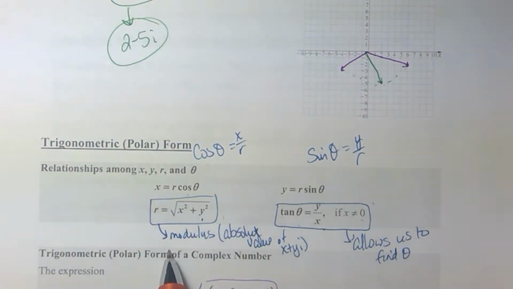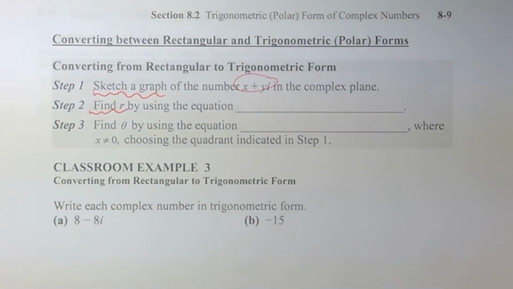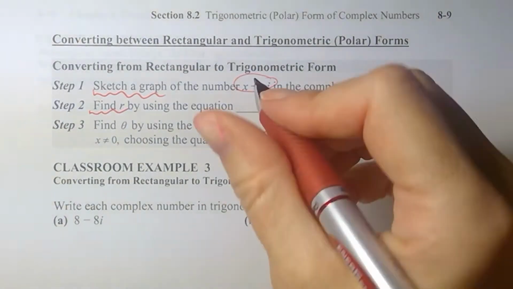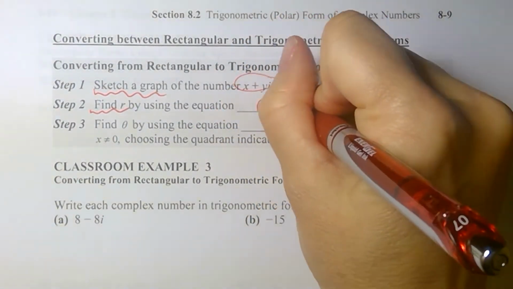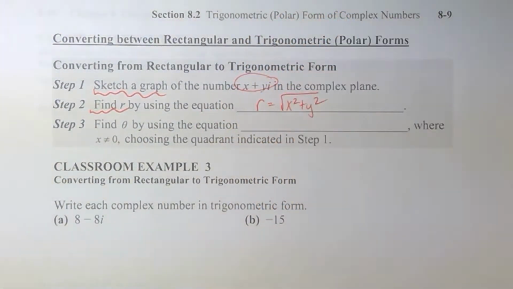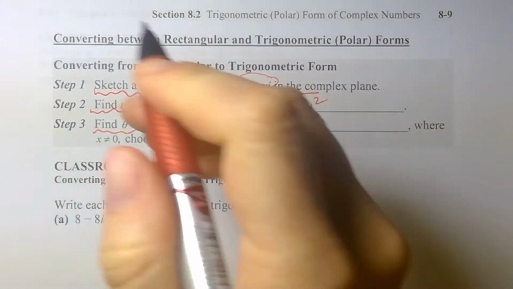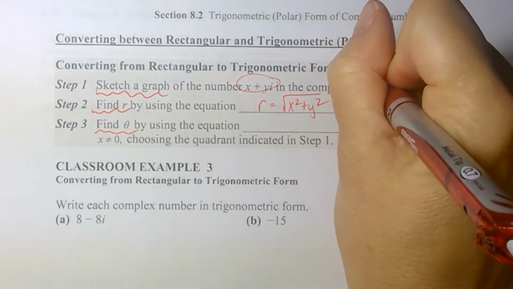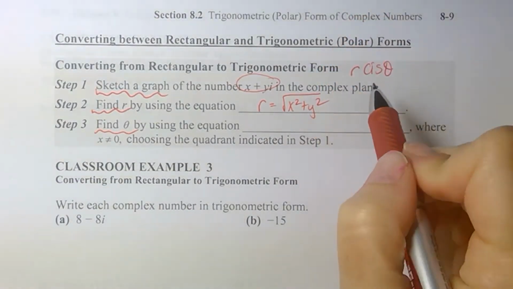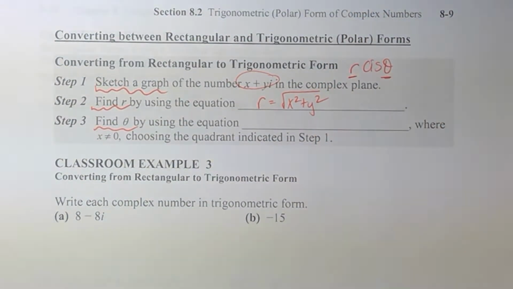R is also called our modulus. So we're going to find r using that equation: r equals square root of x squared plus y squared. And then once we've found r, we find theta, because our trig form that we're going for is r cis theta. We have to know r and we have to know theta.